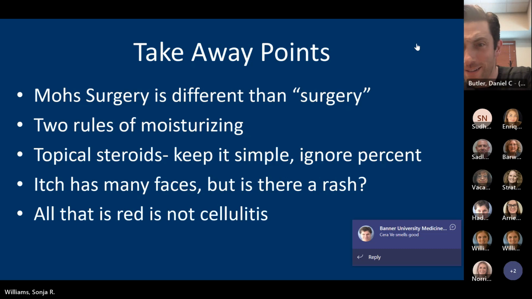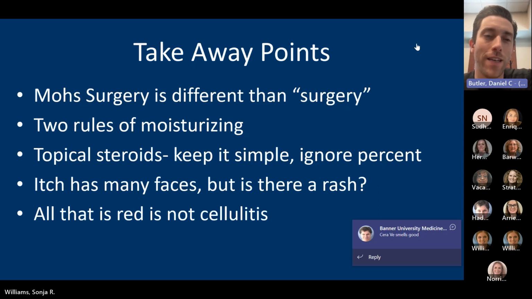We got one that said CeraVe smells good. All right, fair enough. That's a good nuanced point. I would say if it's fragrant, then you shouldn't use it.